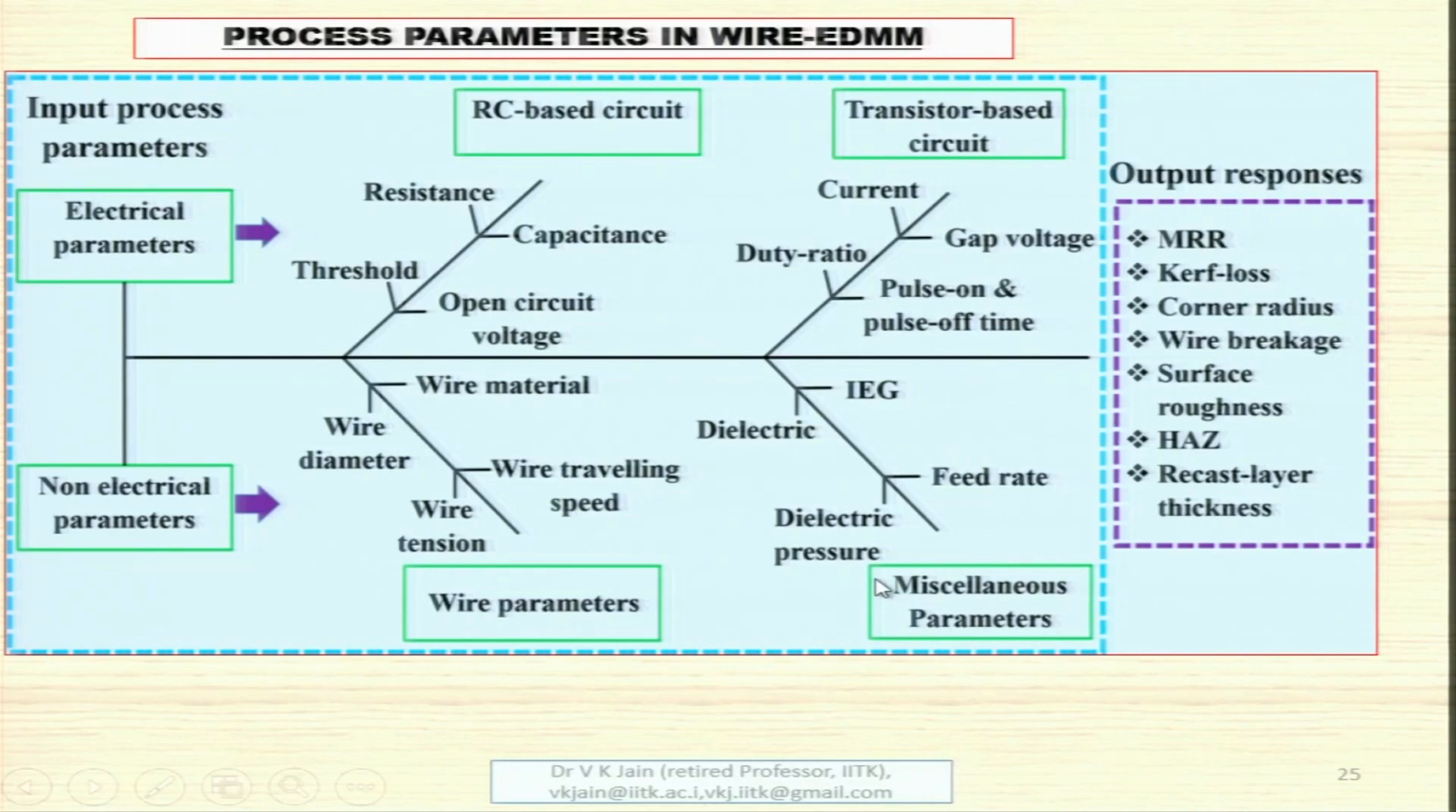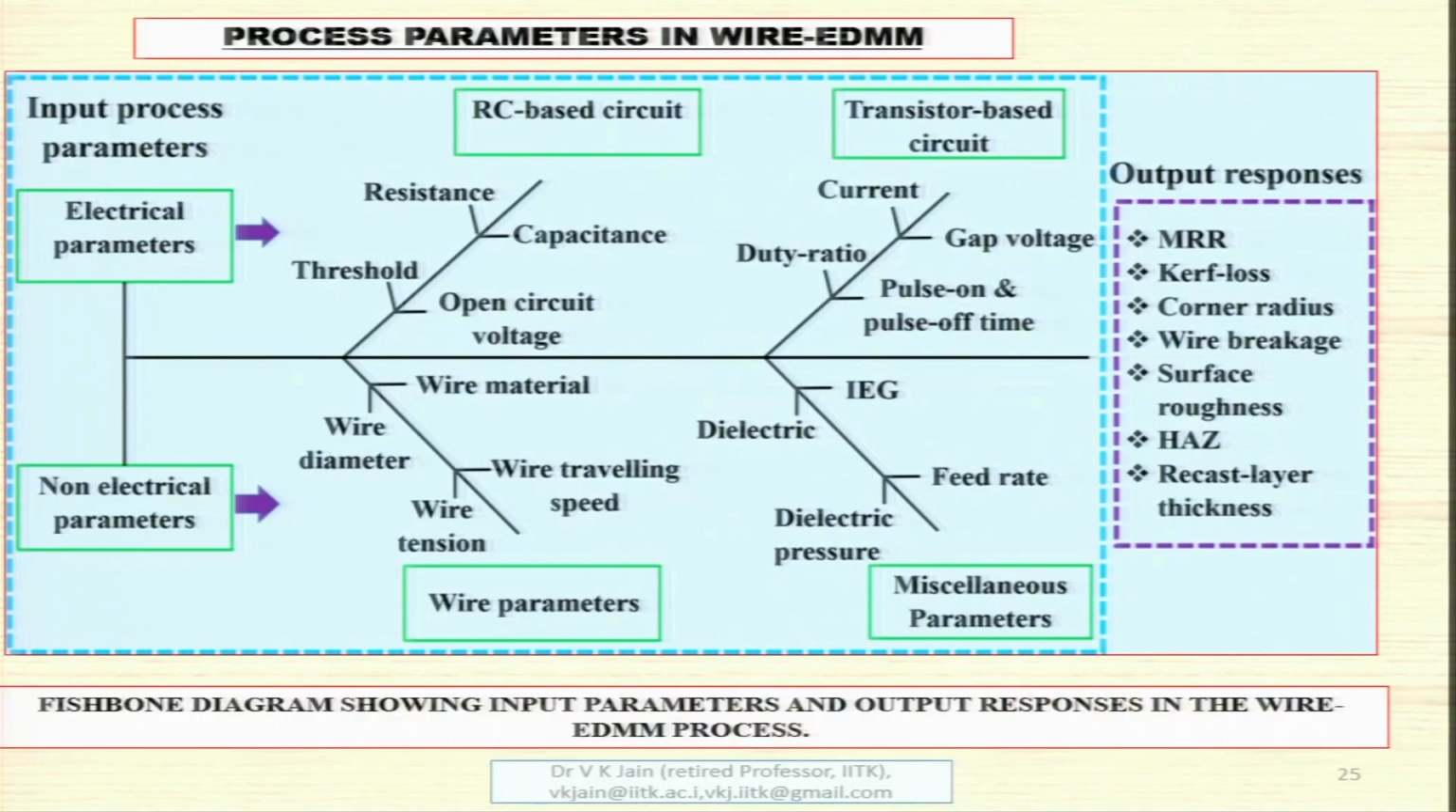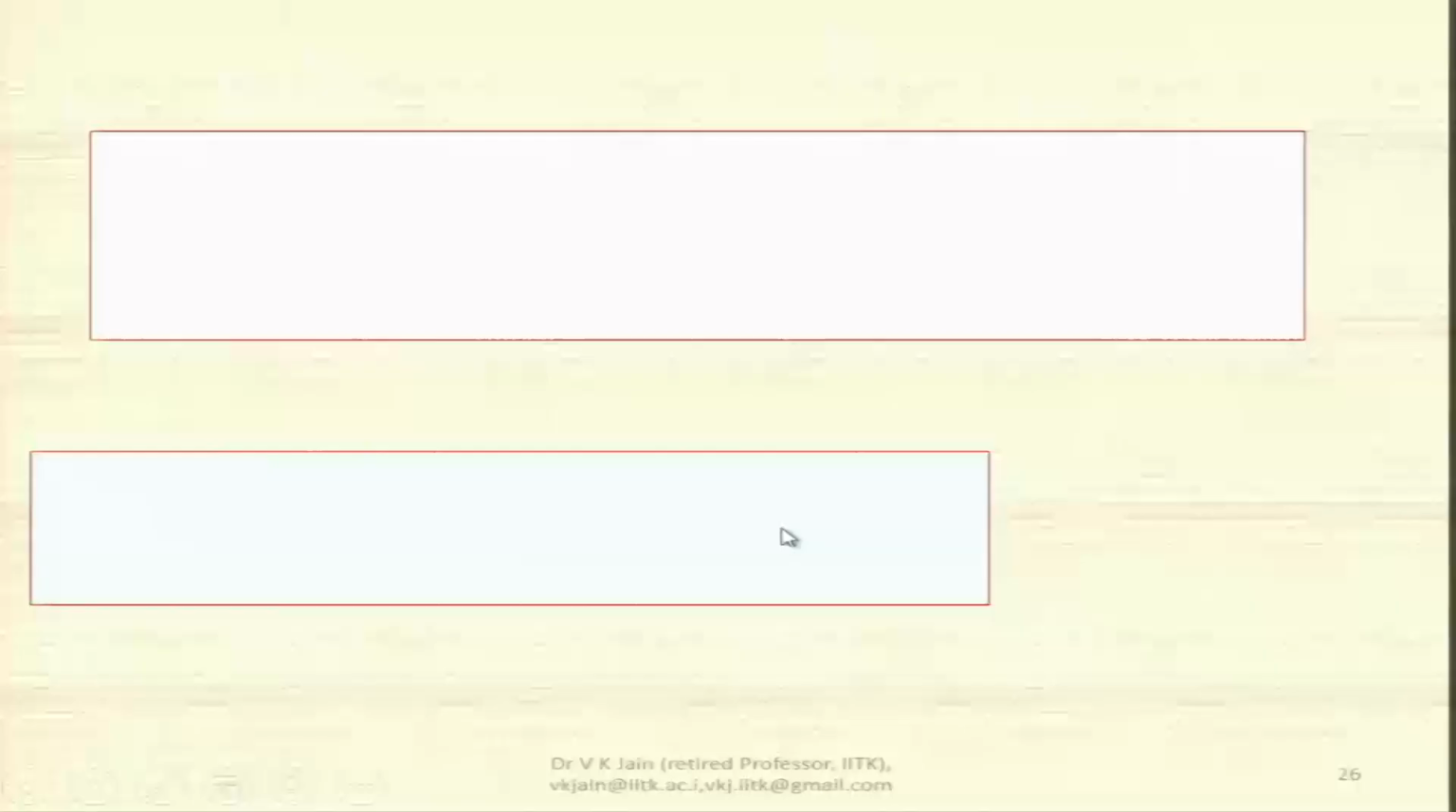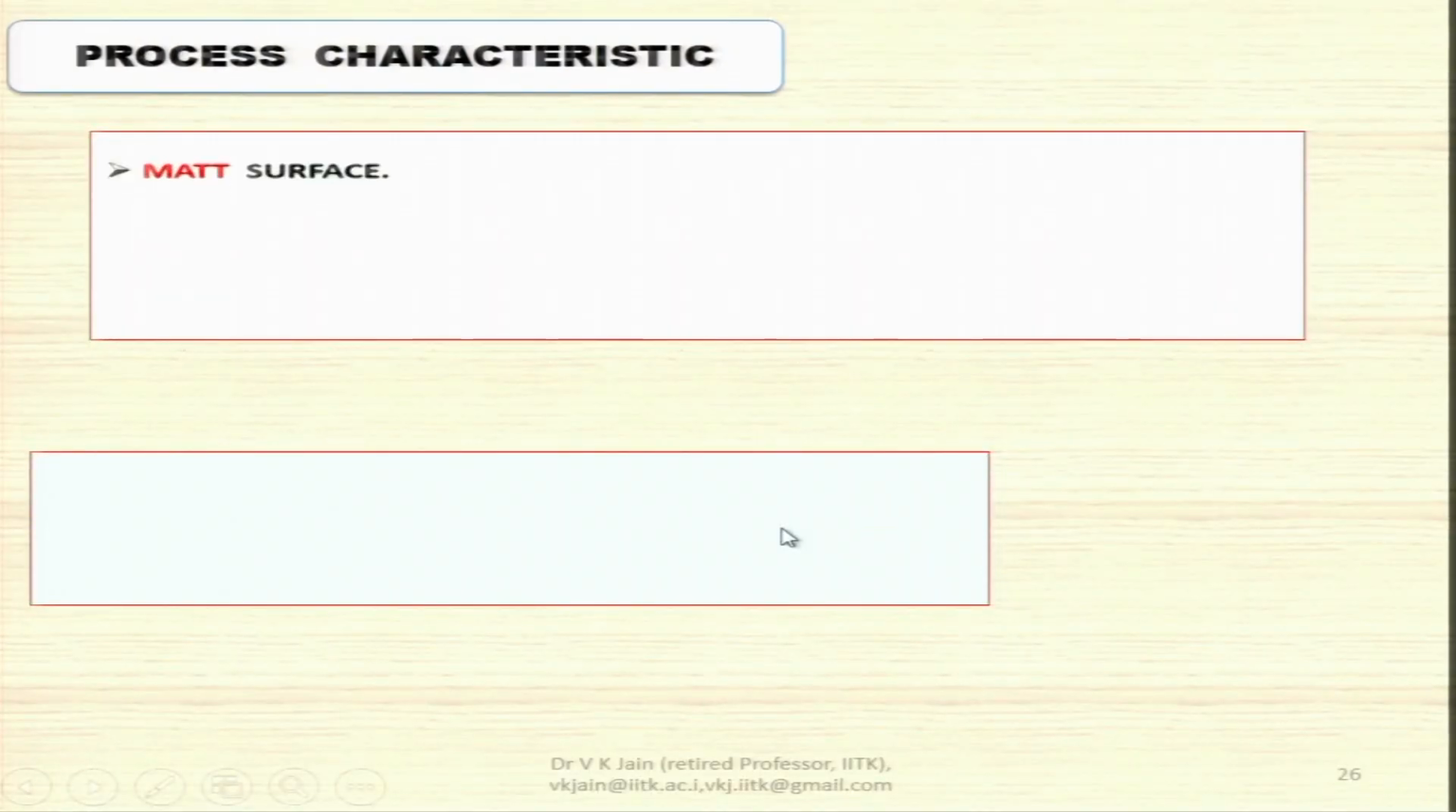Now there are certain responses with the help of which you can evaluate the process performance, and those responses can be material removal rate, kerf loss, we have already seen kerf loss, corner radius, wire breakage, surface roughness, the machine surface roughness, heat affected zone, recast layer thickness. These are some of the responses with the help of which you can evaluate the performance of the wire EDM process. This is known as fishbone diagram. Process characteristics.